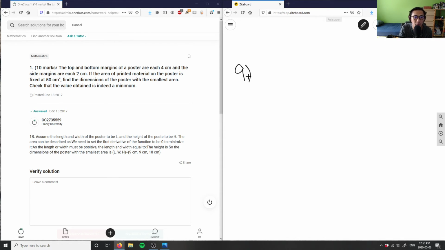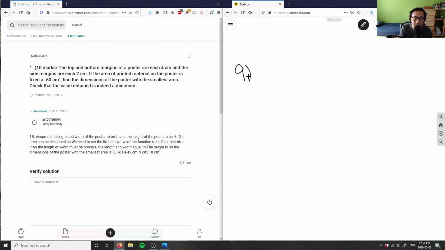So the top and bottom margins of a poster are 4 centimeters and the side margins are 2 centimeters. If the area of the printed material on the poster is fixed at 50 centimeters, find the dimensions of the poster with the smallest area. Check the value obtained is indeed a minimum here.